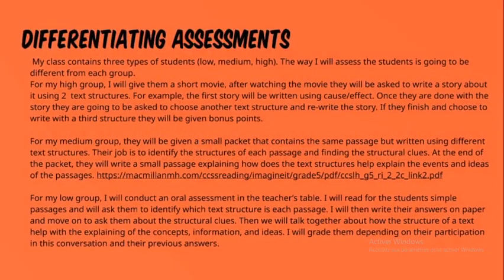Moving on to assessment. In my assessment, I will conduct different ones depending on the needs and level of my students. My class contains three types of students: low, medium, and high students. The way I will assess the students is going to be different for each group. For my high group, I will give them a short movie. After watching the movie, they will be asked to write a story about it using two text structures. For example, the first story will be written using cause and effect. Once they are done with the story, they are going to be asked to choose another text structure and rewrite the story. If they finish and choose to write with a third structure, they will be given bonus points.